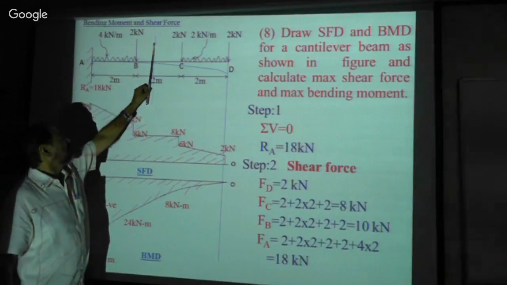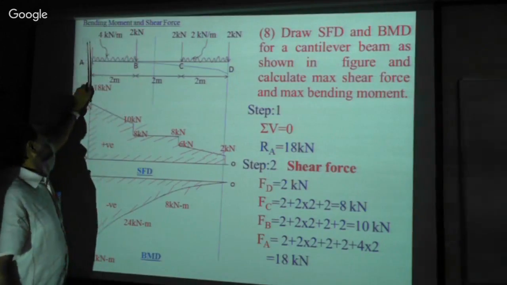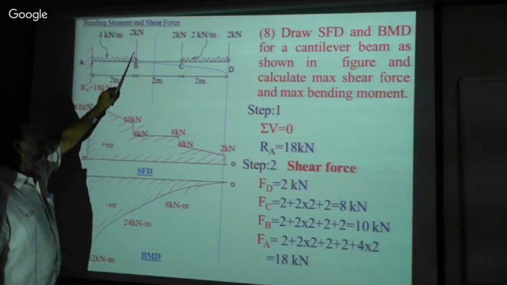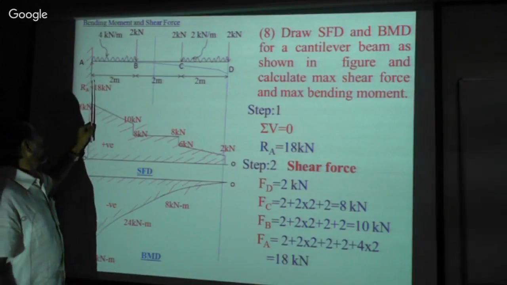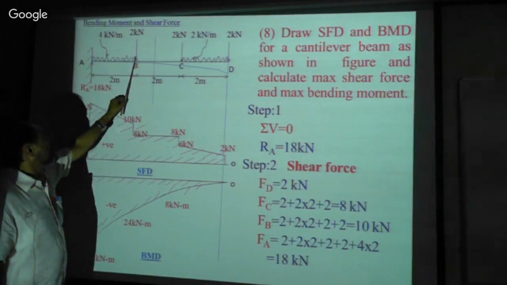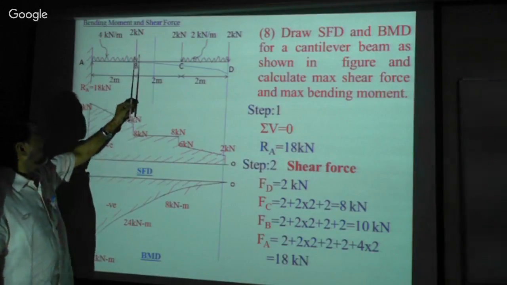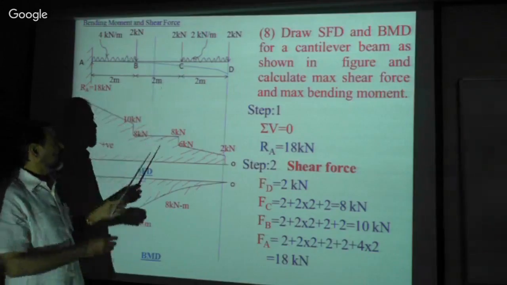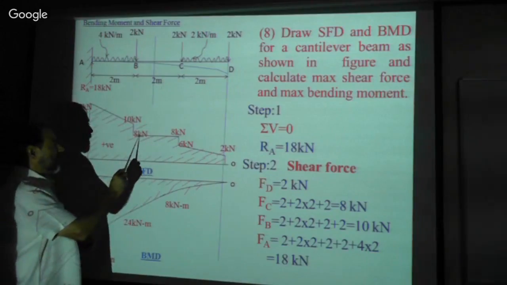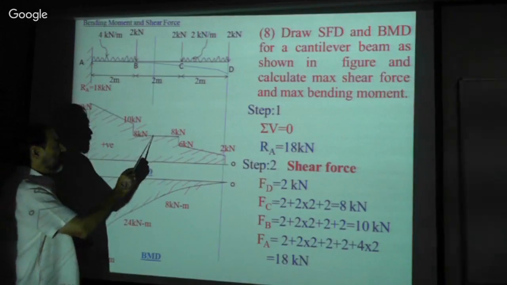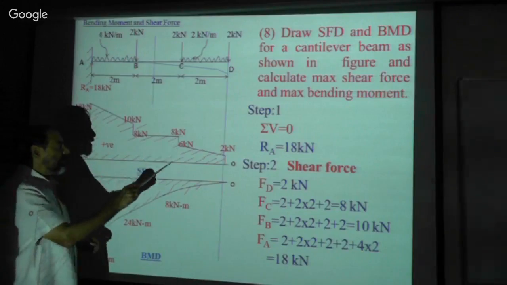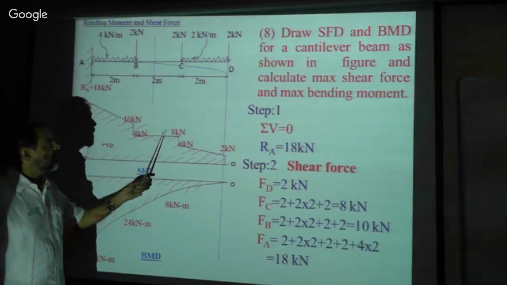If you consider this section, the sum of these vertical forces: upward is 18 and downward is 10. So therefore, we will get 8 kilonewton. From B to C, you continue this line, draw this line for 8 kilonewton. Wherever you measure this, you will get 8 kilonewton shear force.